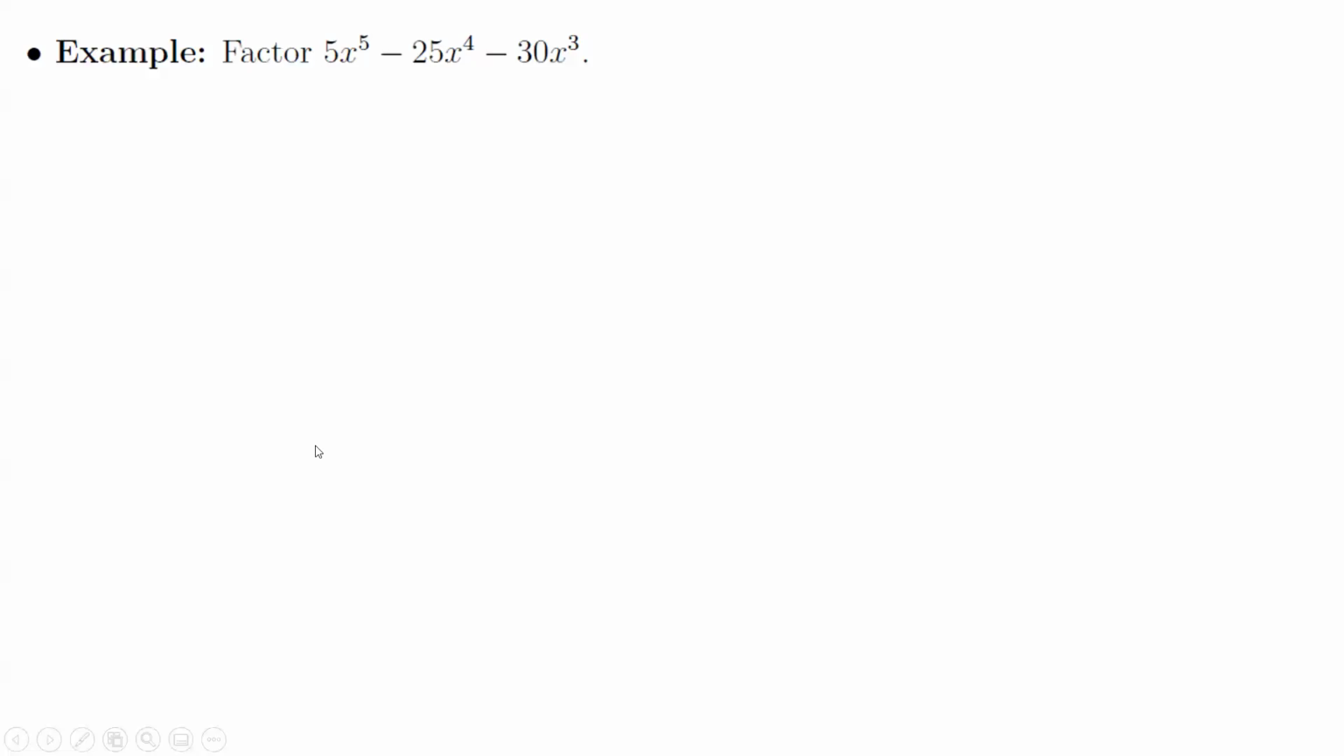All right. Maybe try this example. Press pause, try this yourself, and see if you can get to the right answer here. So we see that we can pull a 5 out of each term. We can pull an x cubed out of each term. And so 5x cubed times x squared gives me 5x to the fifth. 5x cubed times -5x gives me -25x to the fourth. And 5x cubed times -6 gives me -30x cubed.